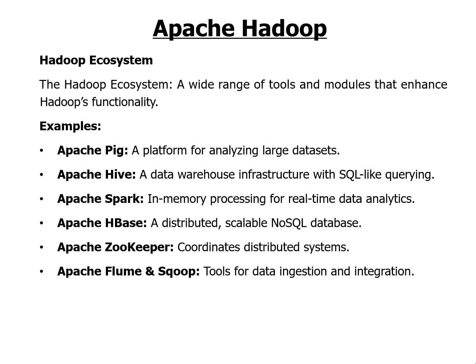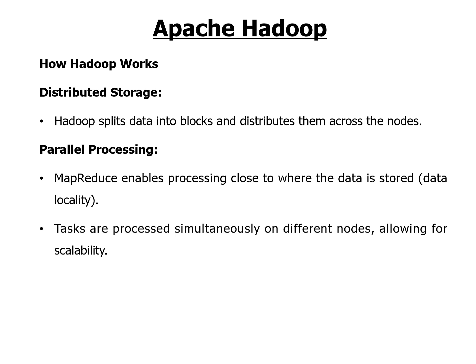Then Apache Spark, an in-memory processing engine for real-time data analytics, and Apache HBase, a distributed, scalable NoSQL database, and Apache Zookeeper, which coordinates the distributed system, and Apache Flume and Sqoop. These are tools for the data ingestion process and data integration. So these are the various Hadoop tools we have in the Hadoop ecosystem.